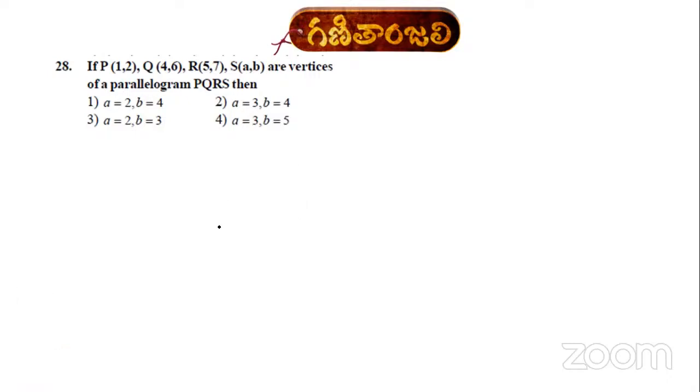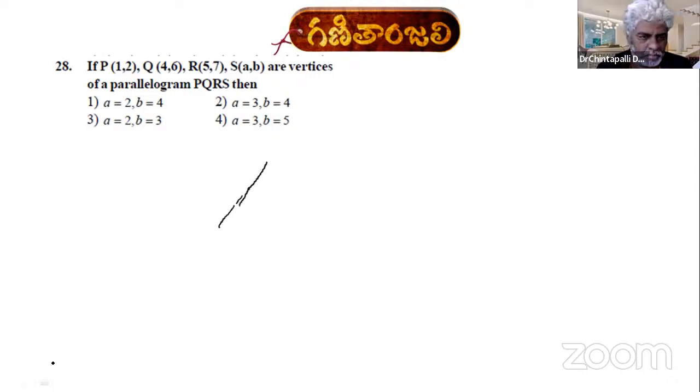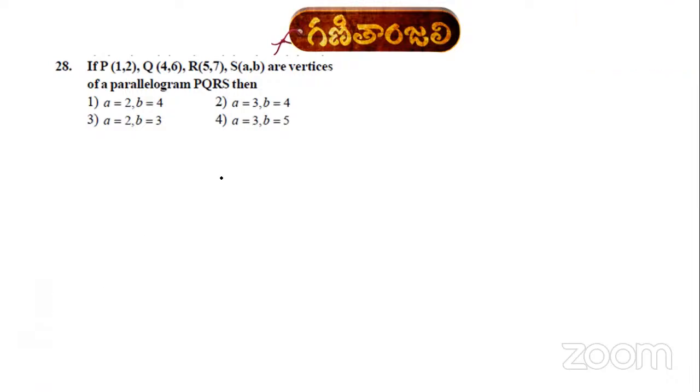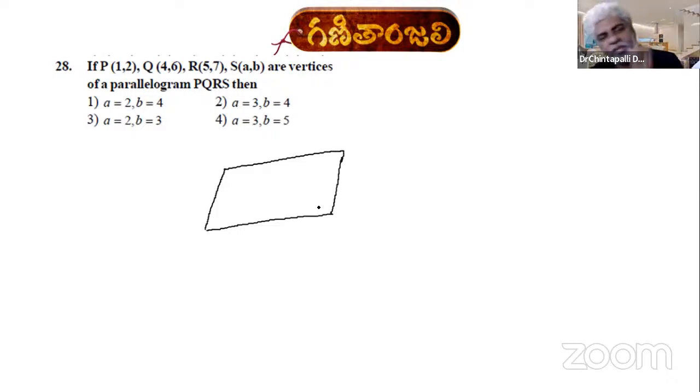One, two. Isn't it forming something like a straight line, sir? It is a parallelogram, you know. PQRS.